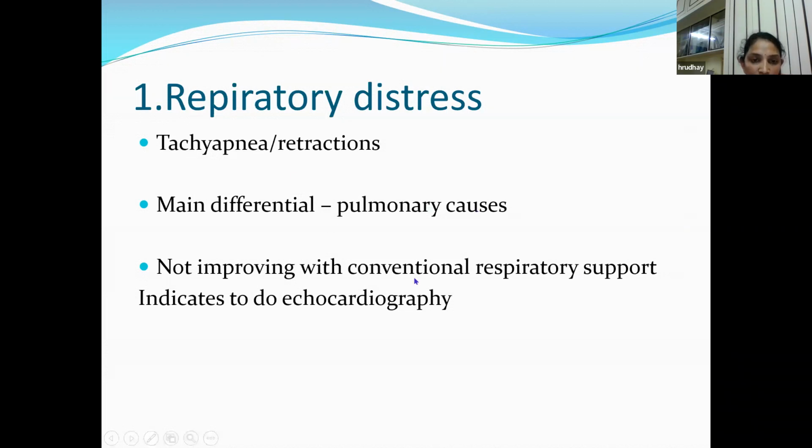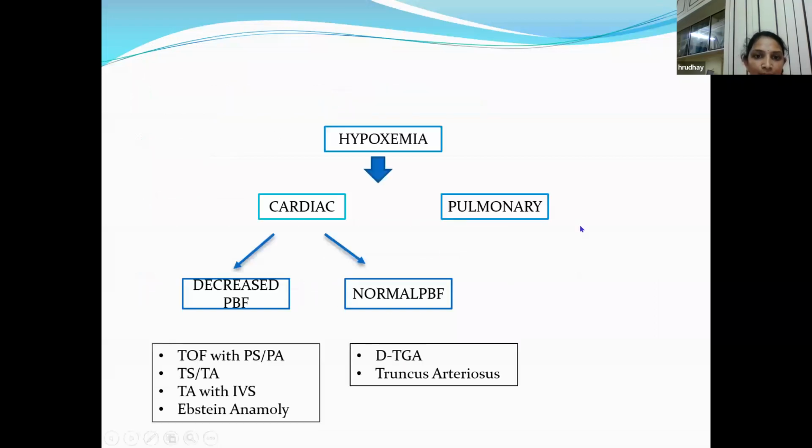When it is not improving, as in our index case, which did not improve with conventional respiratory support, we started with SIMV, went to HFO, high pressures. Even though it is not improving with conventional respiratory support, it should be an indication for echocardiography. Then the most likely cause is heart disease or congenital heart disease. So for any hypoxemia, there are pulmonary causes and cardiac causes. For a cardiac cause, get an X-ray.